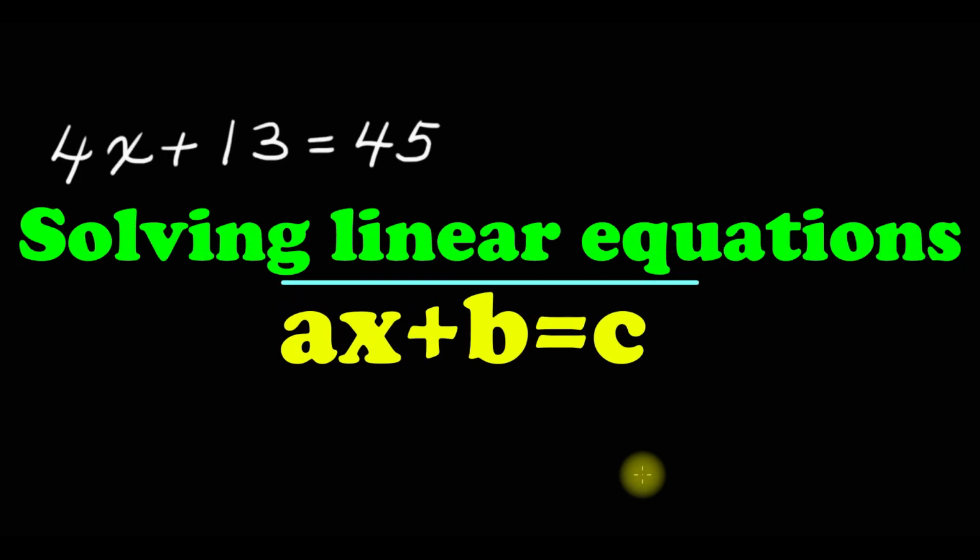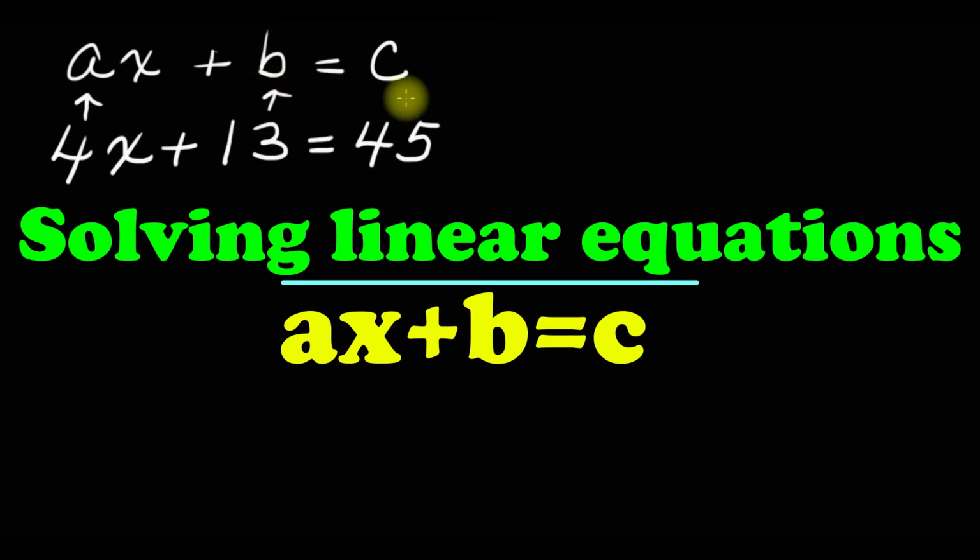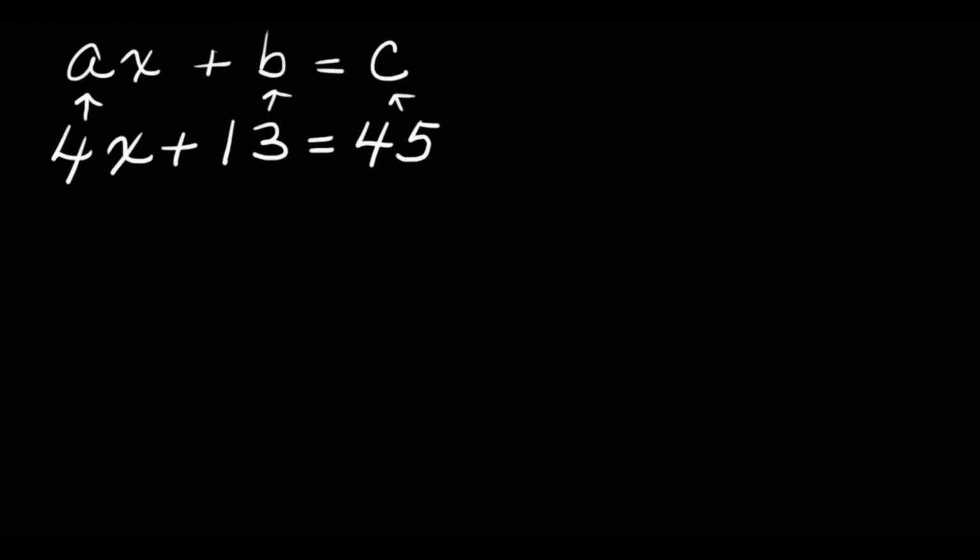Okay, in this video, I'm going to show you how to solve equations that are in the forms of ax plus b is c. So this equation right here is in the forms of ax plus b equals c, because as you can see, the 4 is your a, the 13 is your b, and then the 45 is your c. Okay, we have a procedure of how to do it.